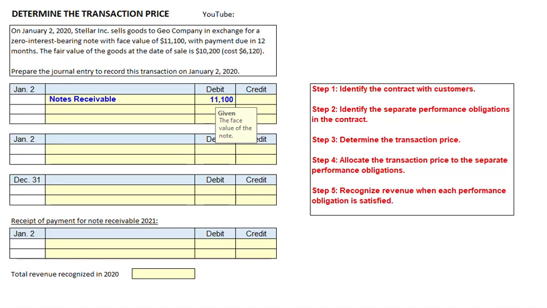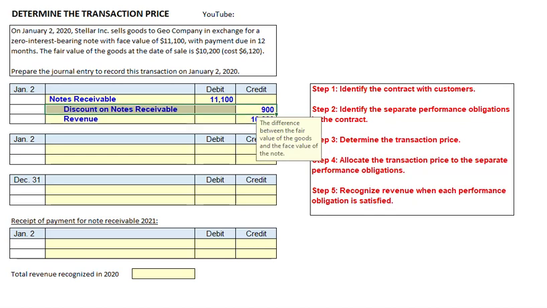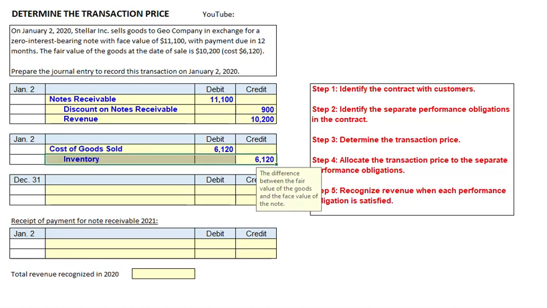So on January 2, 2020, we will record the notes receivable of $11,100, and we will report sales revenue of $10,200. And again, that's the portion of the transaction price we've allocated to the delivery of goods. And then the difference, of course, will be simply a plug to a discount on notes receivable of $900. Also on January 2nd, we need to match our costs with our revenues. So we record an expense, cost of goods sold, equal to $6,120. And of course, we will credit inventory for the same $6,120.